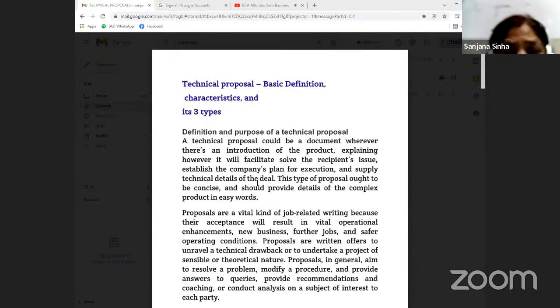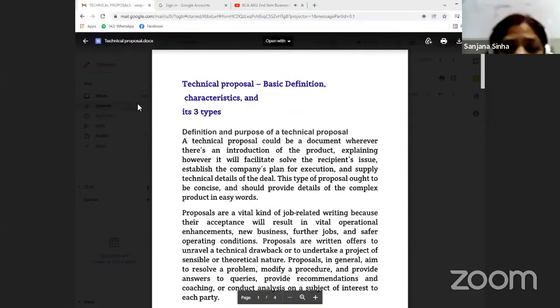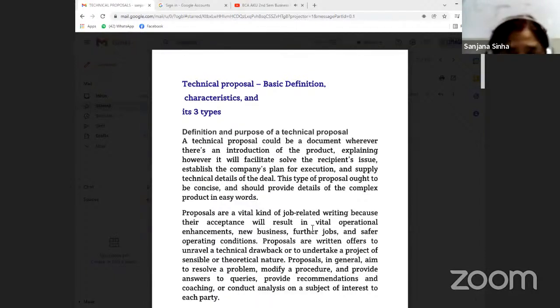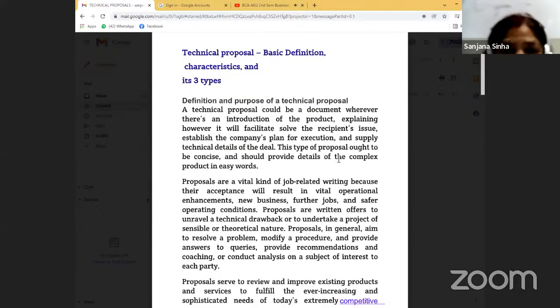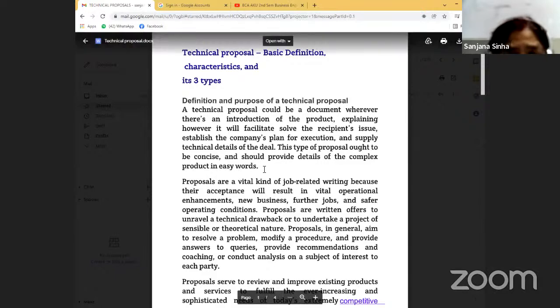A technical proposal could be a document wherever there is an introduction of the product. So whenever you are explaining, whenever you are introducing yourself, introducing a product, you need to write a technical proposal. And it is going to solve your problems as well as the company's problems. So this type of proposal ought to be concise and should provide details of the complex product in easy words.